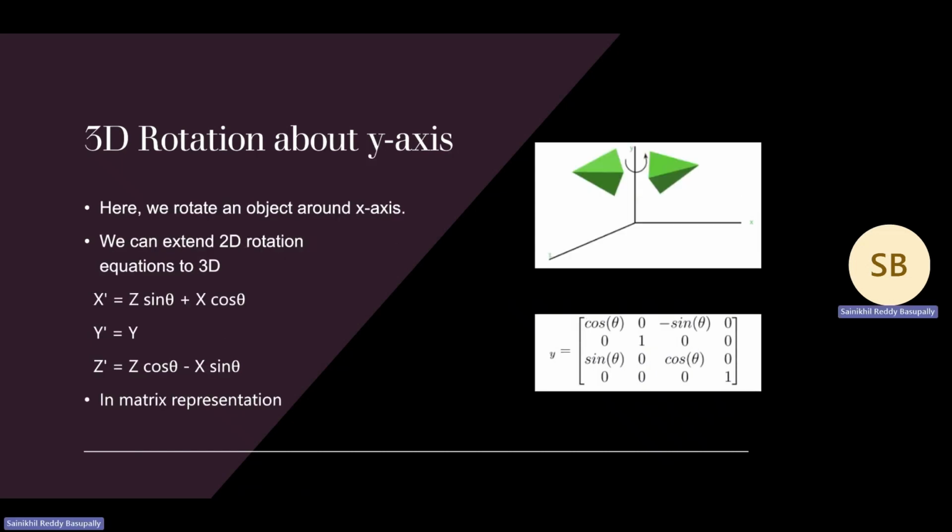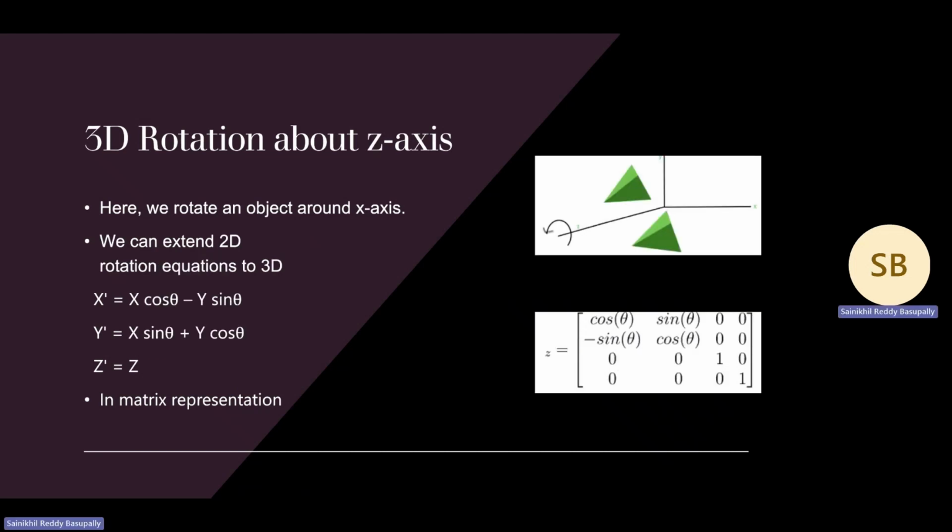Similarly, for rotation about y-axis, we can see in the picture the object is rotated around y-axis, and similarly we can use the same 2D equations where x dash equals z sin theta plus x cos theta, and y dash equals y, and z dash equals z cos theta minus x sin theta. In matrix representation, it can be represented as given in the picture here.